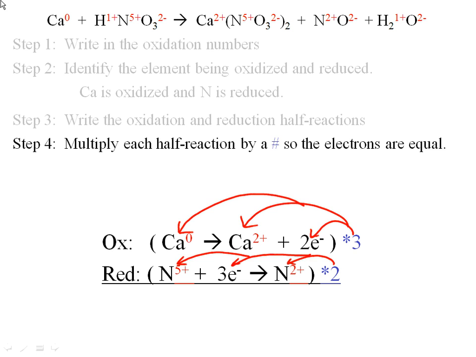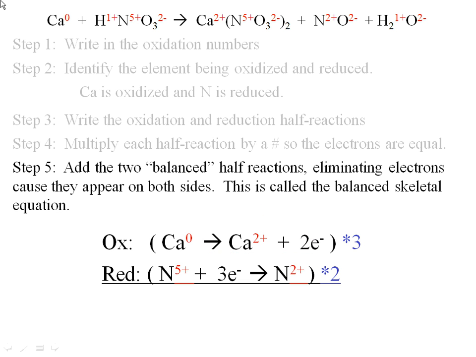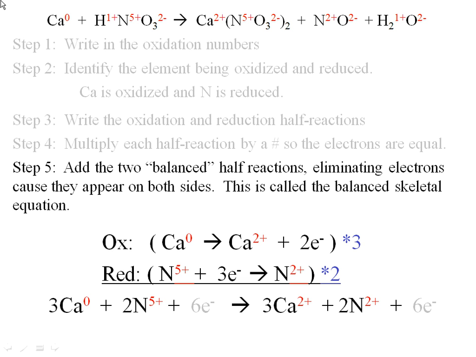When we do that, by multiplying it by that 3, we get the balanced half reactions. We eliminate the electrons, and then we just combine those 2 reactions. Remember, the 3 was carried through, and that gives me 3 calcium 0, 3 calcium +2s in the products, and 6 electrons in the final answer here. For the reduction half reaction, we distribute the 2 through, so we get 2 nitrogen +5s, 6 electrons in the reactants, and then 2 nitrogen +2s in our product.